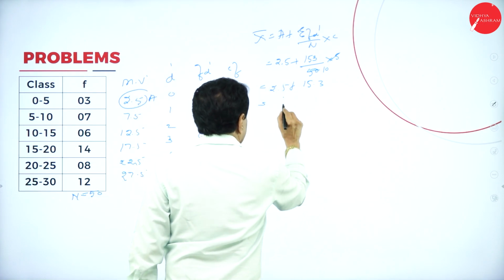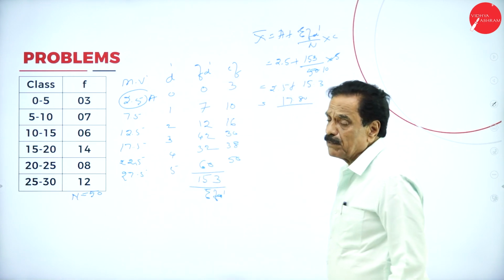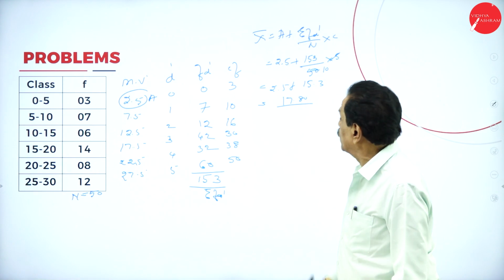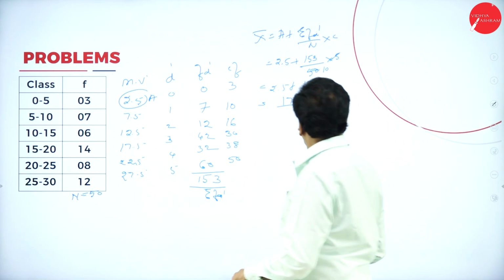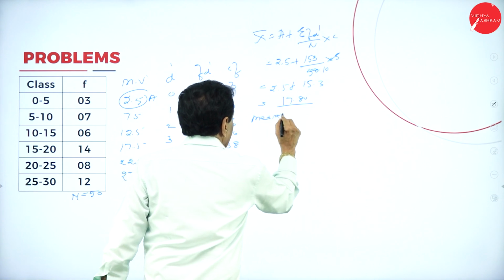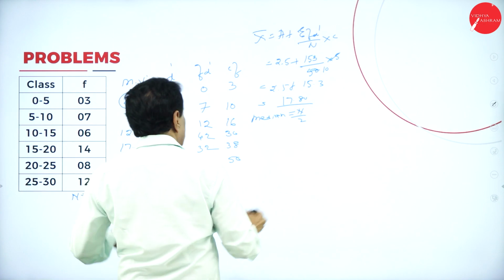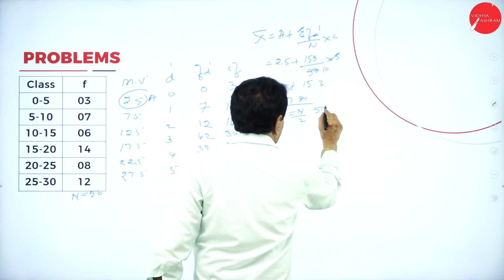15.3 is nothing but 17.80. If you add, the mean becomes 17.80. Mean is over. Then go with the median. Median is equal to n by 2, where n is the number of frequencies. What is your n? 50 by 2.